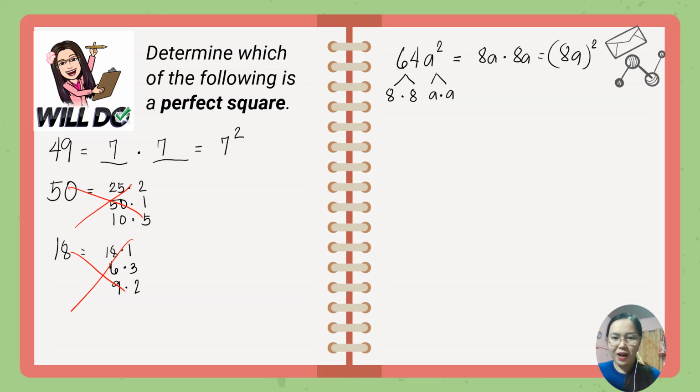Another, what if we have 14x squared? 14 is 7 multiplied by 2, or 14 multiplied by 1, and this is x times x. x squared can be a perfect square, but 14 is not. Therefore, it is not a perfect square. I hope you understand.